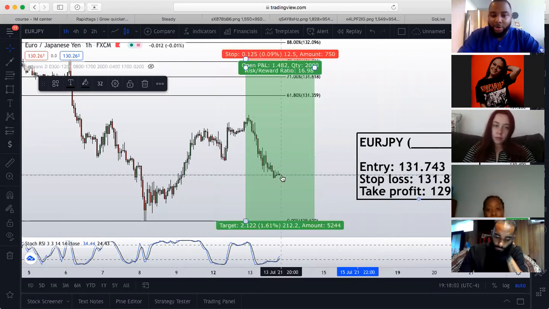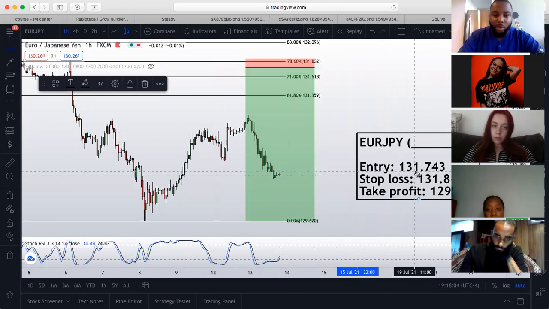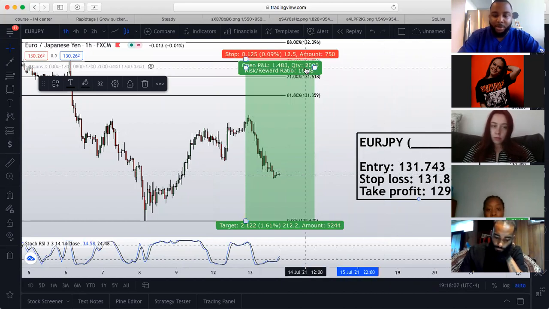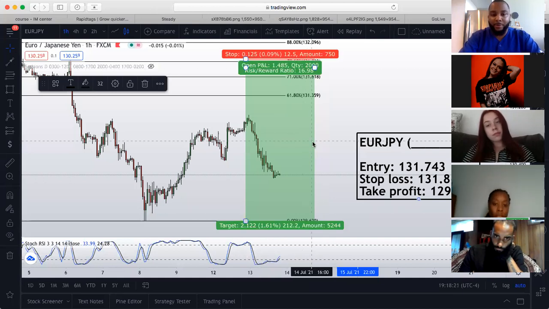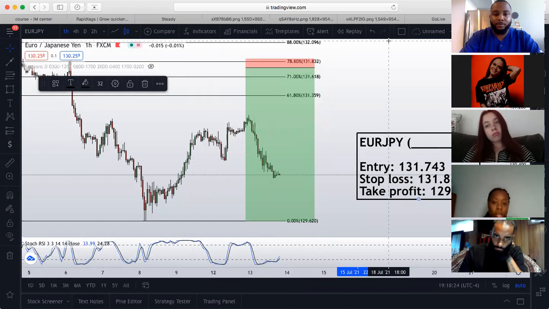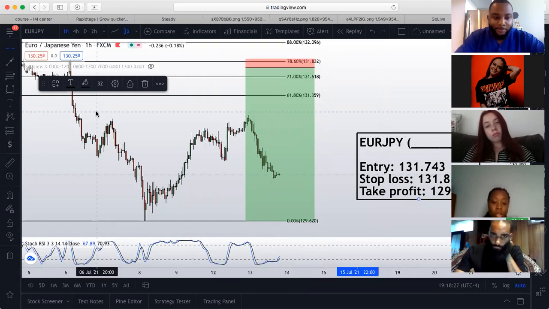Right now, the market's currently down here, but it says entry is at 131.743, which is up here. Our stop loss is right above it at 131.868, but the take profit is all the way down here at 129.621. Which pending order would we be using in this example? People are dropping sell limit in the chat. Do you guys believe it's sell limit? Anyone think anything different?